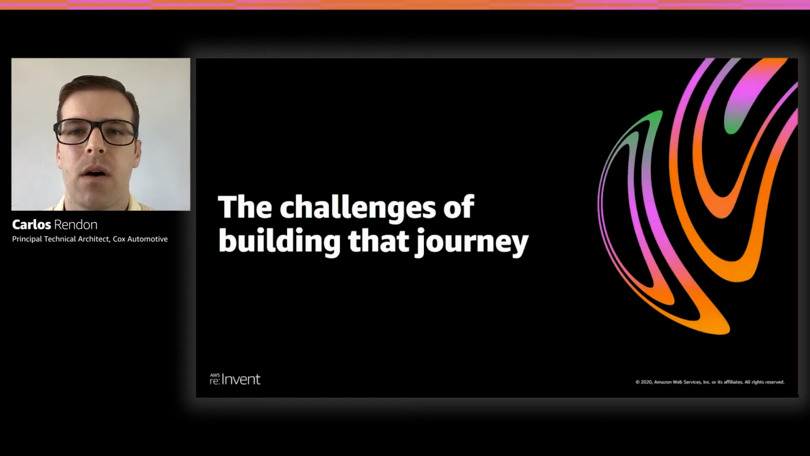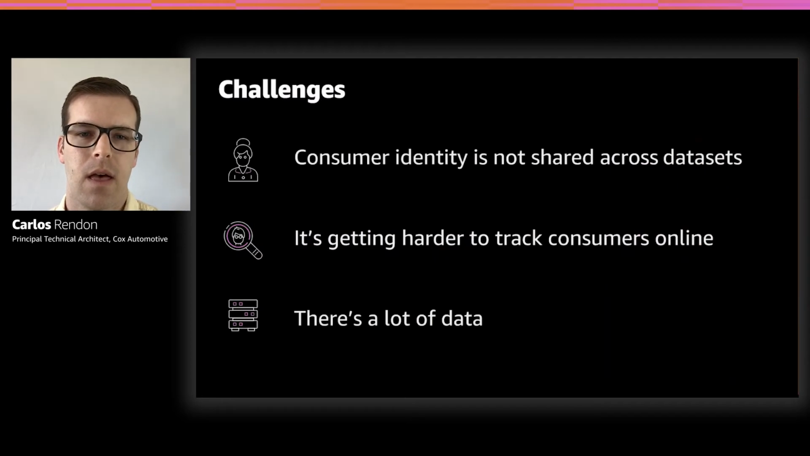So next I want to talk about what's difficult about powering those experiences that I just talked about. What's difficult about creating that vision that we showed? There's three things that really get in the way of delivering that vision. The first is that consumer identity is not shared across data sets. And what that means is it's hard to know if a given consumer is the same one in another data set. We need some way to translate, and that's what an identity graph is providing us with.